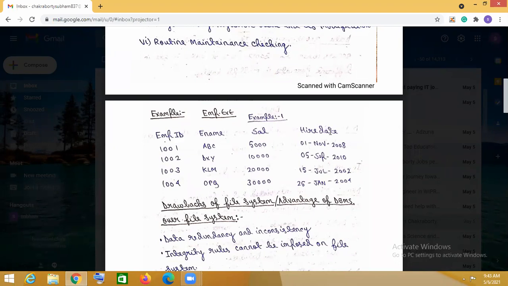In this emp table, in this relation, the number of attributes is 4. So the degree of the relation will be 4. And what is the cardinality of a relation? Cardinality of a relation means the number of rows present in the table or a relation.